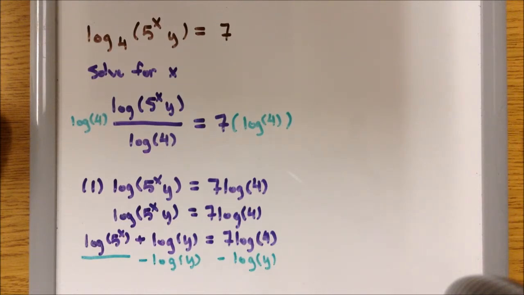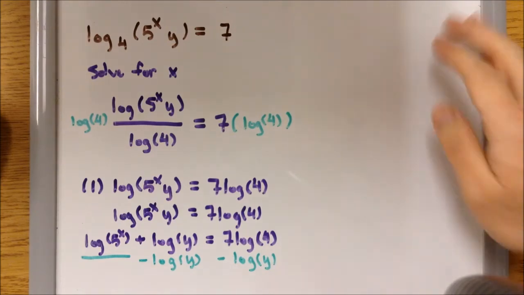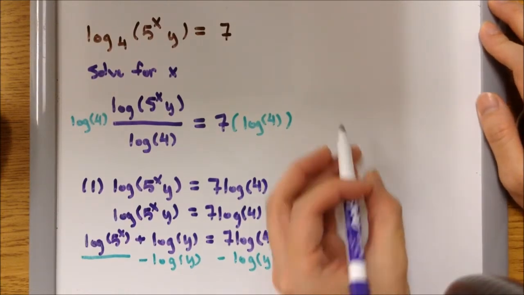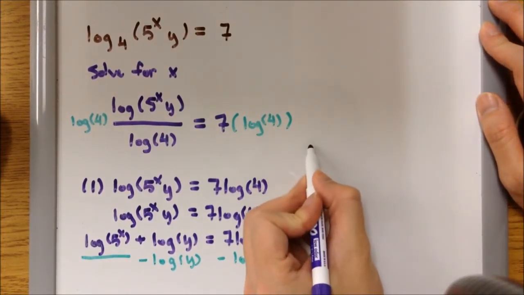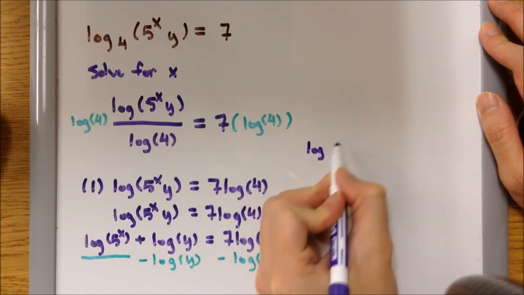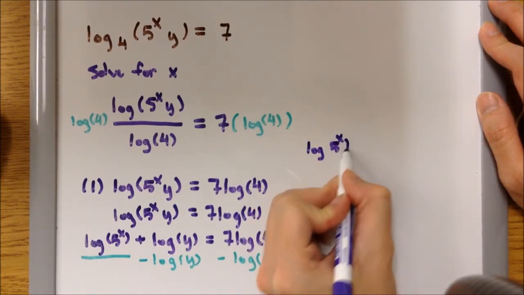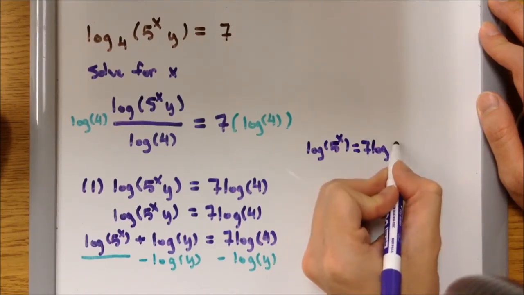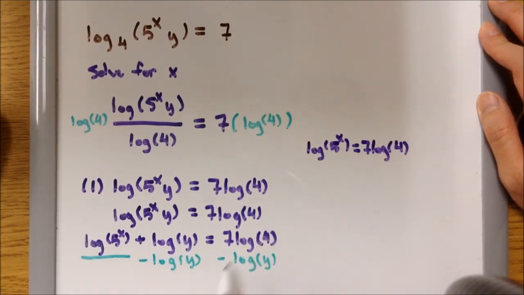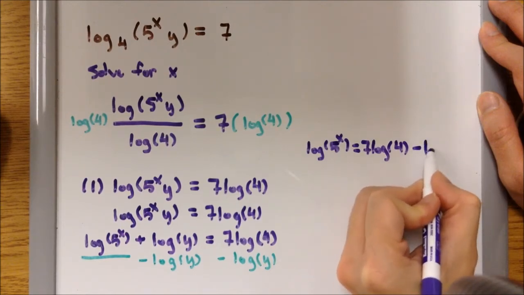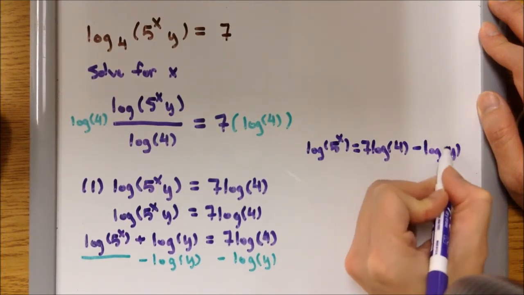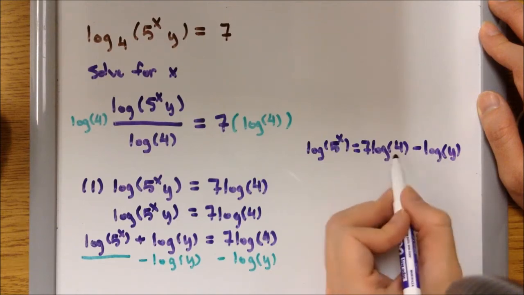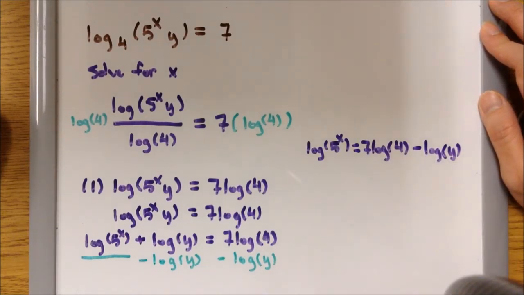So for example, what's x minus 2? It's just simply x minus 2. There's nothing you can do. Alright, so I'm going to write right here log of 5 to the power of x equal 7 log of 4, and then minus log of y. So since I couldn't combine them, I just leave it like that.